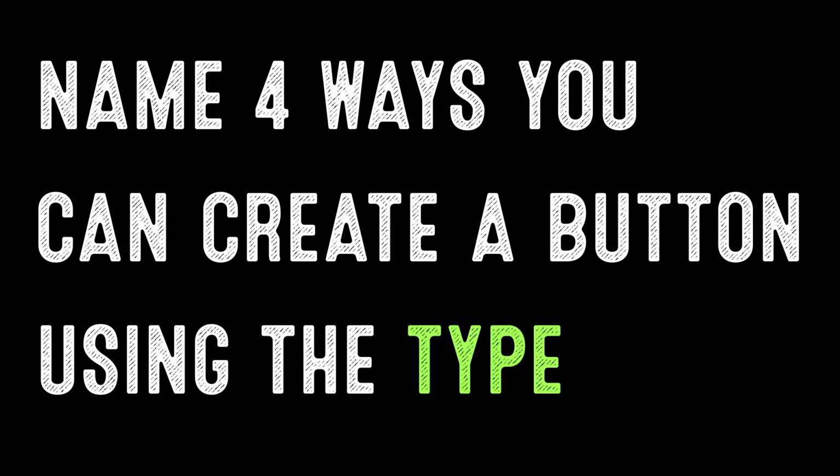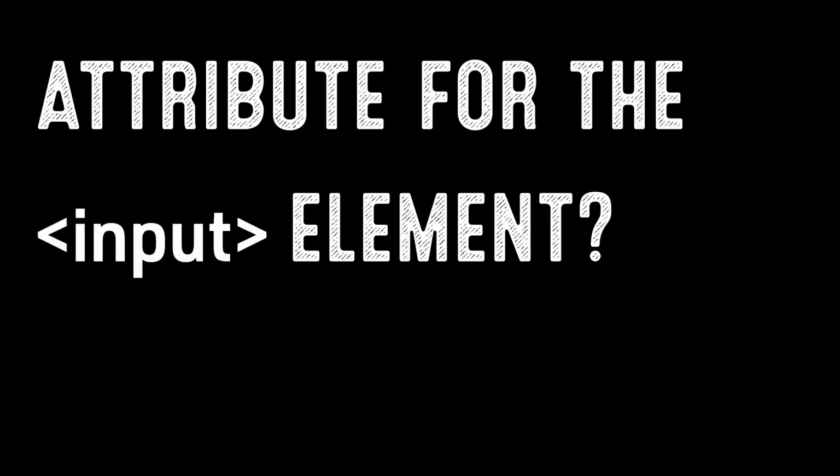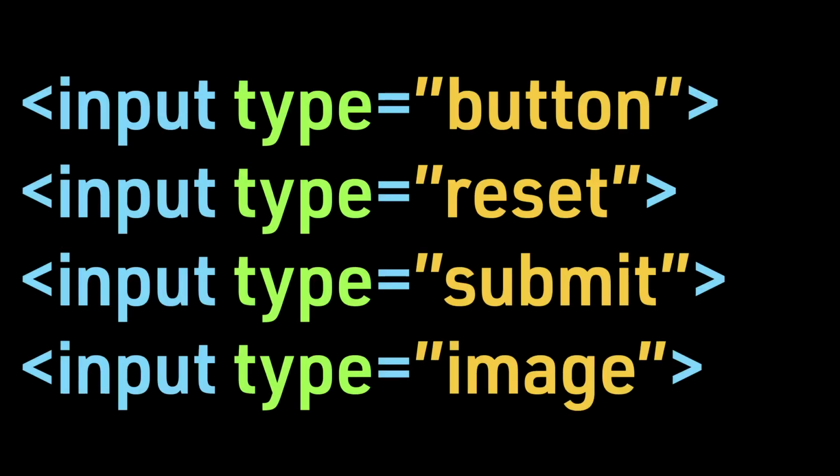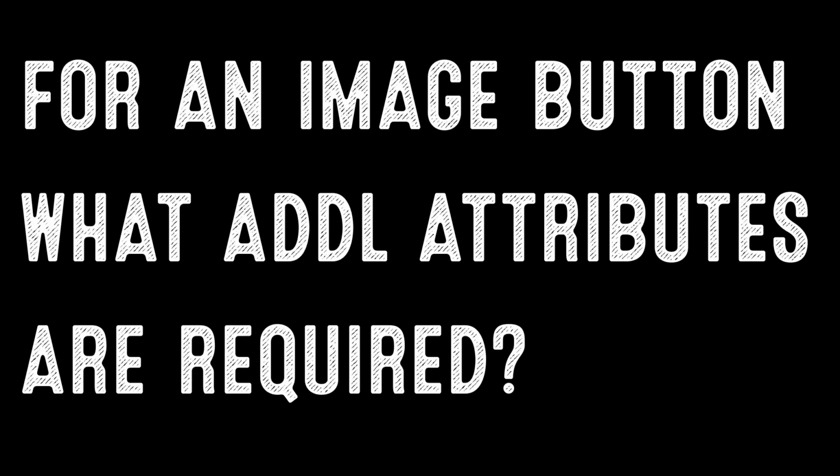The weekly code quiz. Name 4 ways you can create a button using the type attribute for the input element. Input type button. Input type reset. Input type submit. Input type image. When creating an image button, what additional attributes are required?